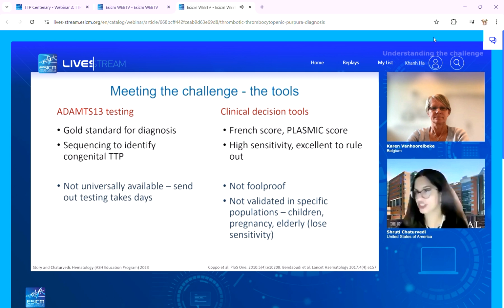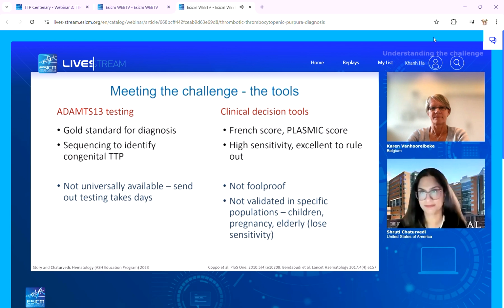To overcome this issue, clinical decision tools such as the French score and the PLASMIC score have been developed. They have very high sensitivity. They're in general quite good to rule out TTP, but they're certainly not foolproof and not always validated in specific populations such as children or the elderly or pregnancy-associated thrombotic microangiopathy, making them excellent tools, but perhaps not the silver bullet that we need.